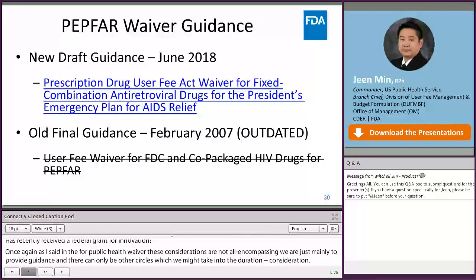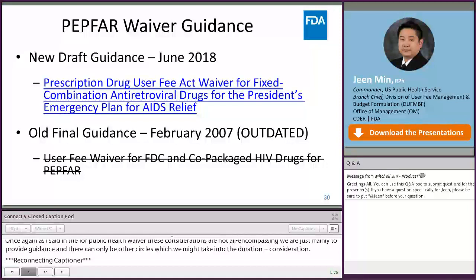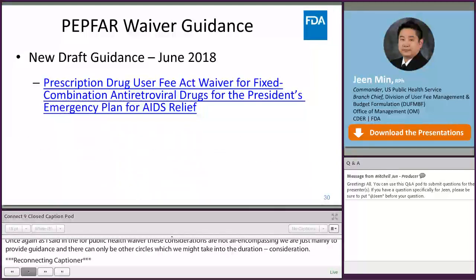Currently, there are two guidances for the PEPFAR waiver. There's the old final guidance, which was issued in February 2007. This is outdated. It's named User Fee Waiver for FDC and Co-Packaged HIV Drugs for PEPFAR. Please do not use the old guidance. Please refer to the new guidance, which was just issued last year in June 2018. The name of the guidance is Prescription Drug User Fee Act for Fixed Dose Combination Antiretroviral Drugs for the President's Emergency Plan for AIDS Relief.